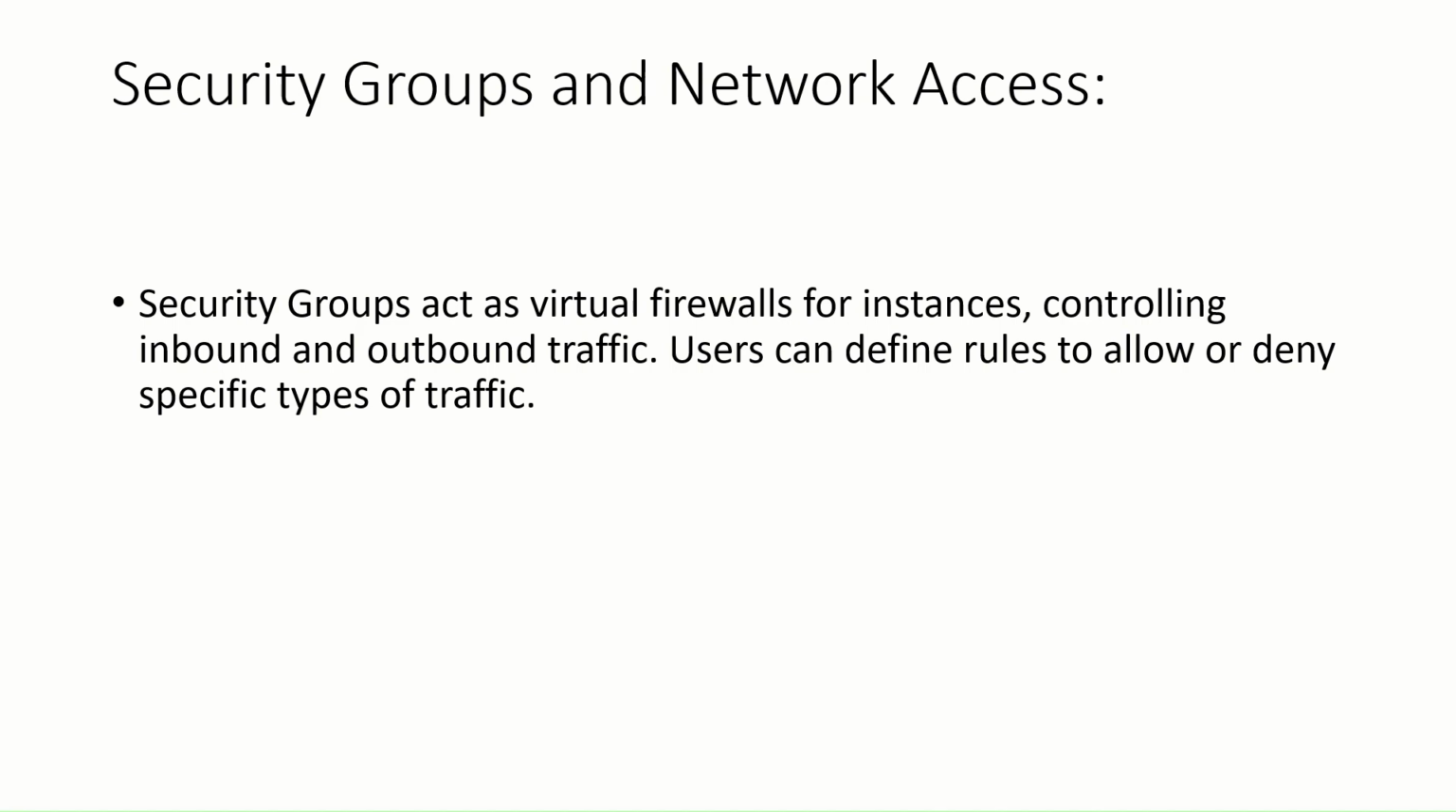So these are kind of firewall rules that you can put when you are going to create your EC2 instance, so that whenever someone is trying to access your application, this firewall rule should work. So a security group acts as a virtual firewall for instances, controlling inbound and outbound traffic. Users can define rules to allow or deny a specific type of traffic.